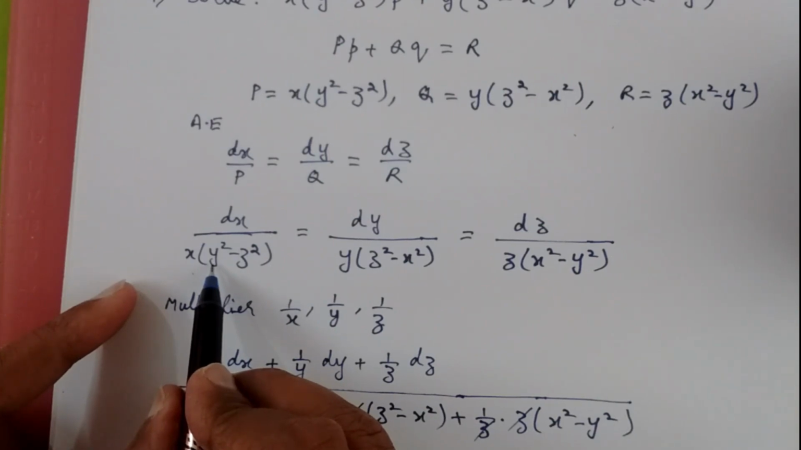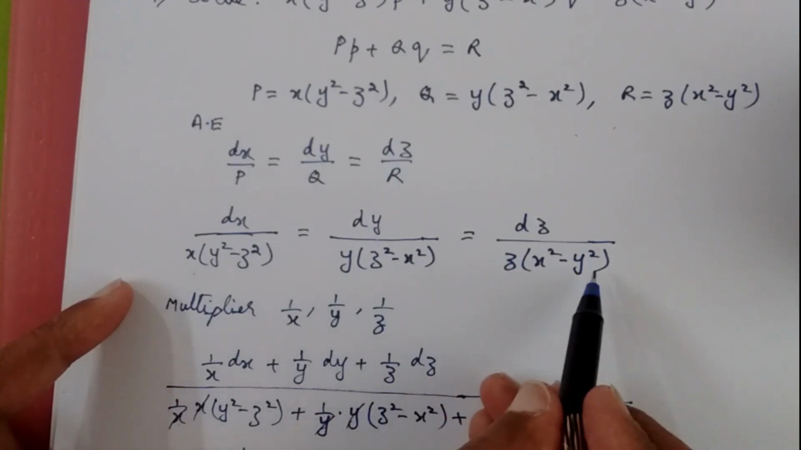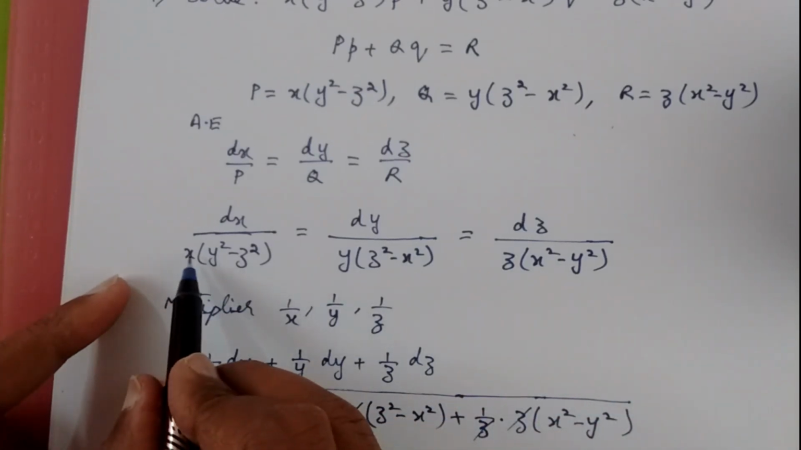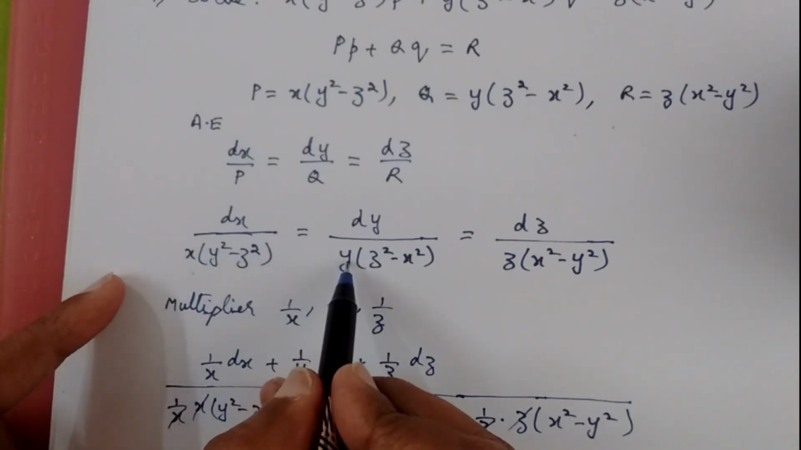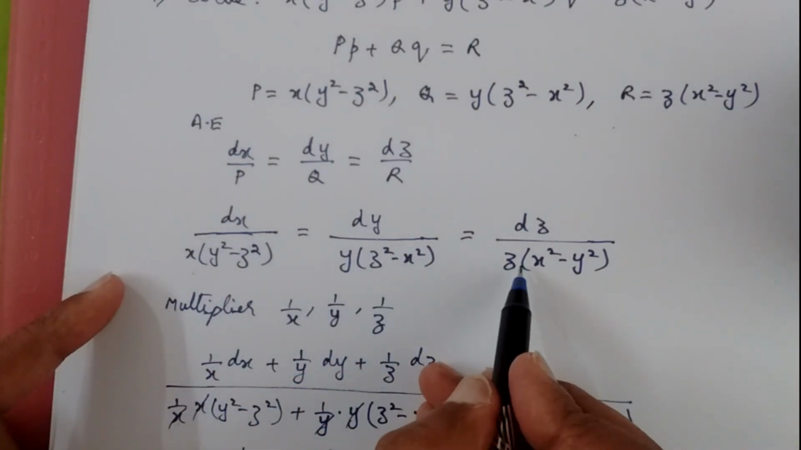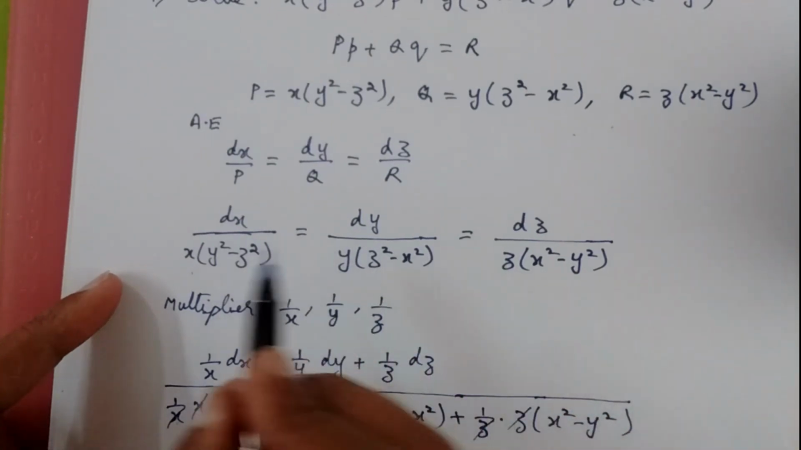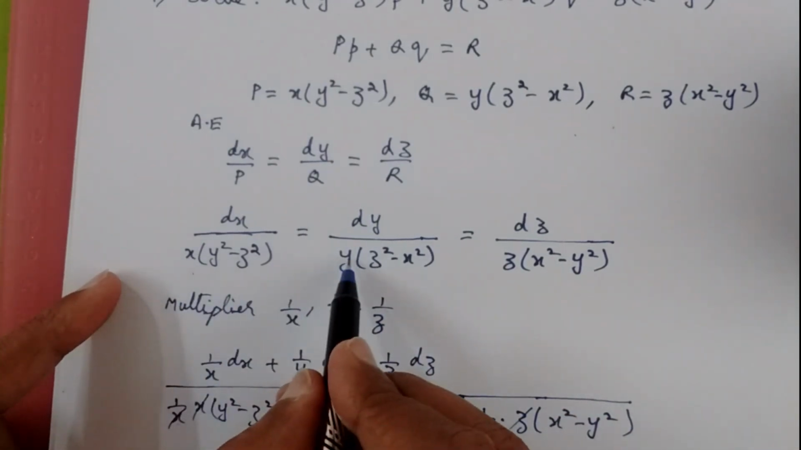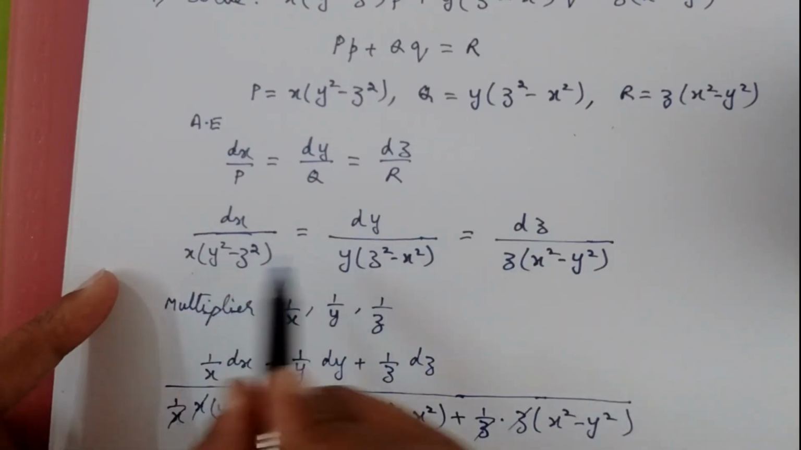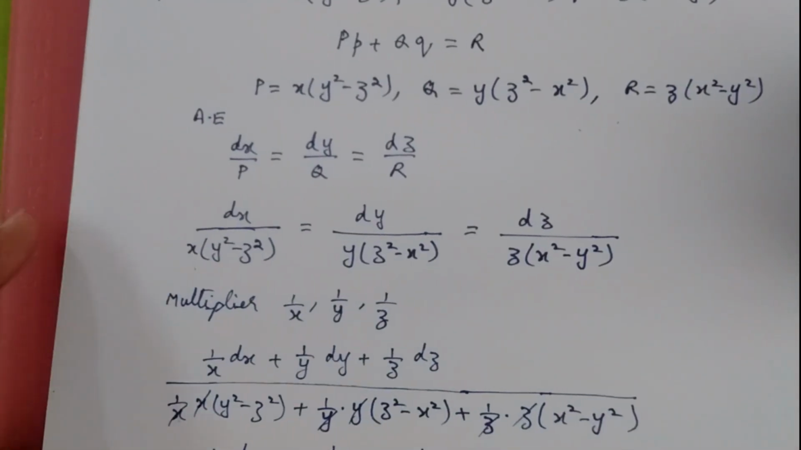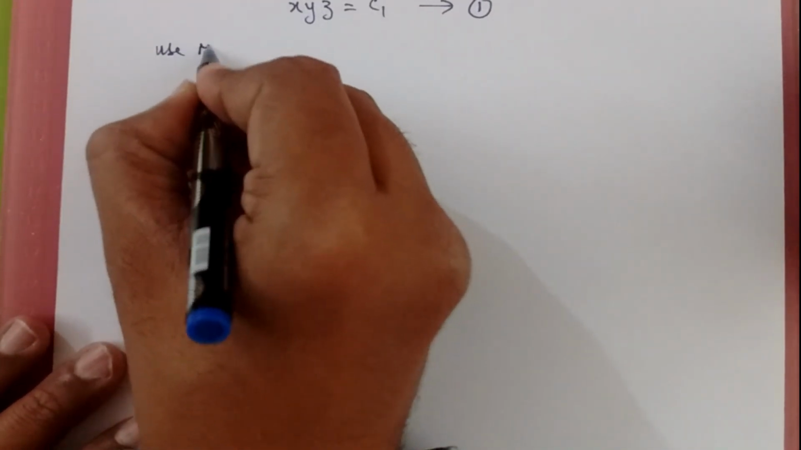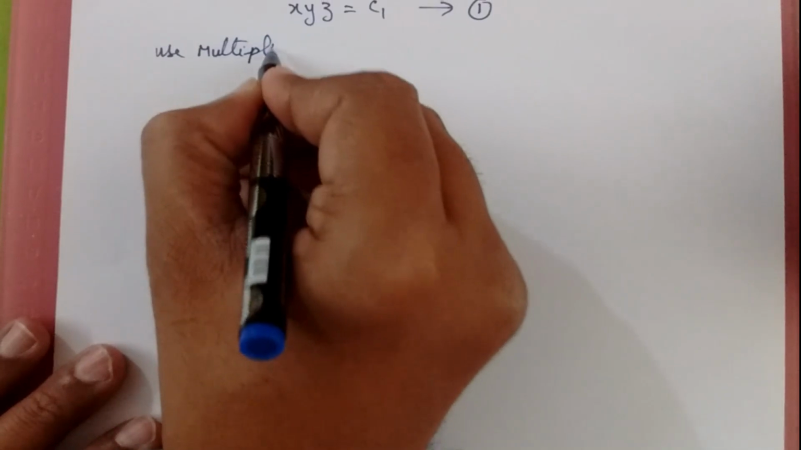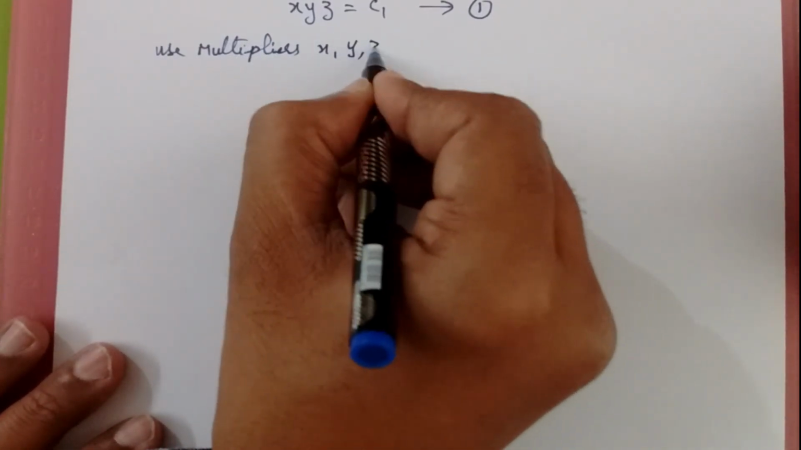If you try to observe the other terms, y square, z square, z square, x square, x square, y square, they are in terms of square. Now try to observe, can you make this as square terms? If you multiply this by x here, it becomes x square. If you multiply this by y, it becomes y square. If you multiply this by z, it becomes z square. So if I use the multipliers x, y and z, then I can get the solution. So let me use the multipliers x, y and z.